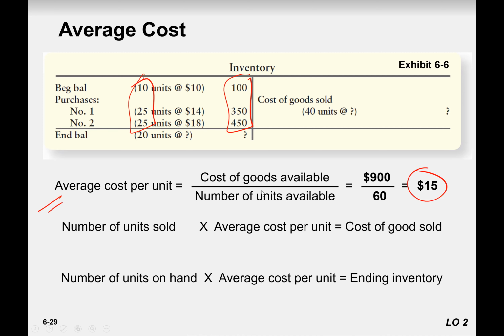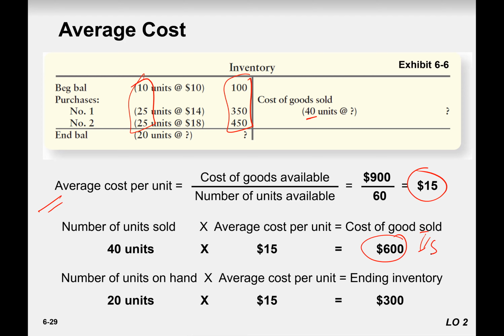Okay, let's start. So number of units sold, we have 40 units sold. So what was the cost of those 40 units that we sold? 15. The answer would be 600. So this much amount, the cost of goods sold, will go to the income statement, and this much amount will go to the balance sheet. How? 20 multiplied by 15. That's it. So do you understand, guys?